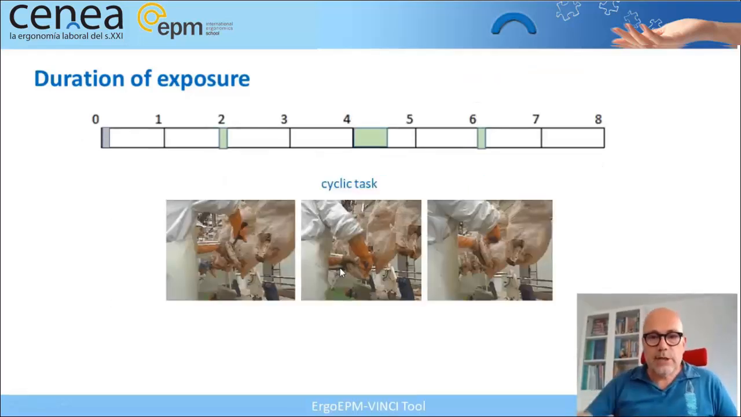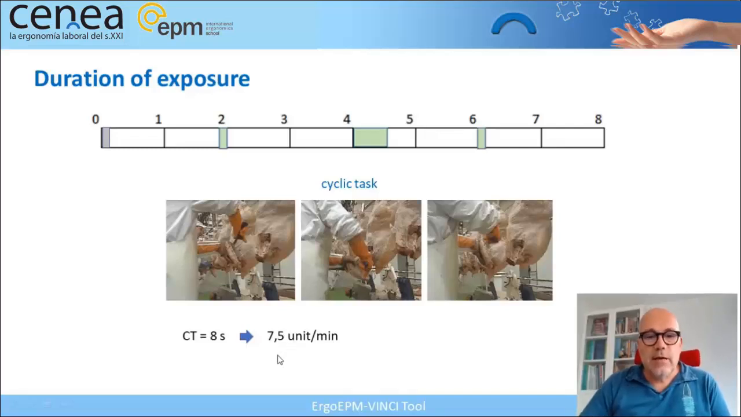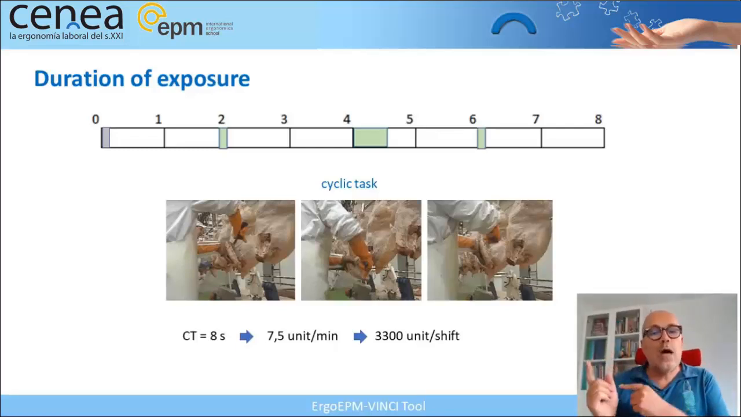Let's imagine that the person is performing a cyclical task in a food industry where meat is being processed and the person is making some cuts of the meat. Cycle time is 8 seconds. In other words, in 1 minute they will process 7.5 units. And if this work is done during the 440 minutes, at the end of the shift they will have processed 3,300 units.